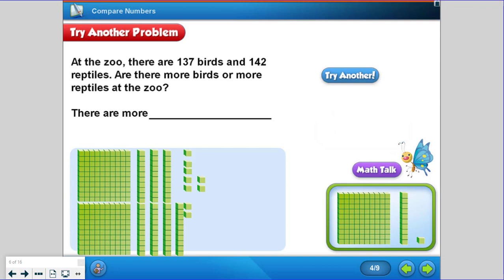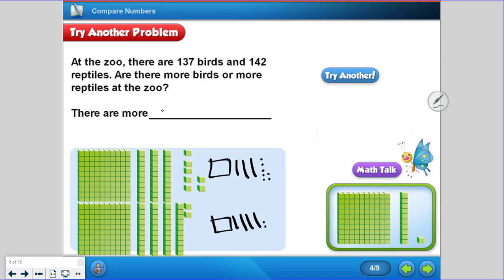So I'm going to pause again, and then I'm going to show you my quick pictures. Okay, there's my quick pictures. So now I got to figure out which one has more. Hundreds are the same. This one we have 3 tens. This one we have 4 tens. So that tells me there's more reptiles.